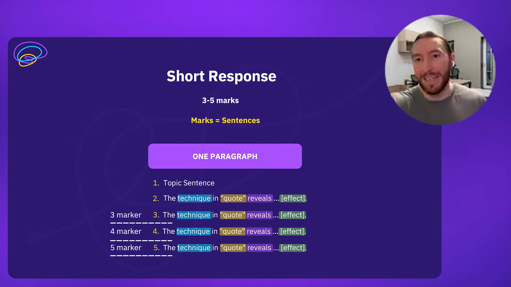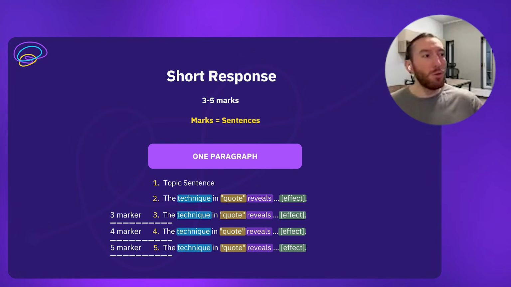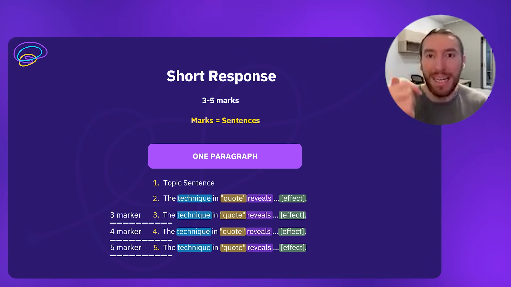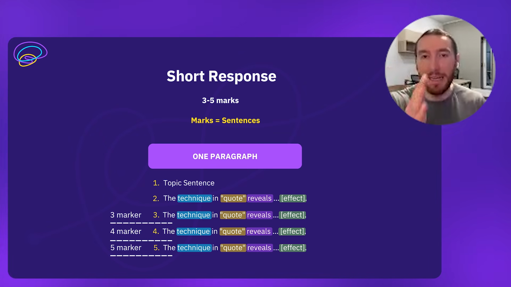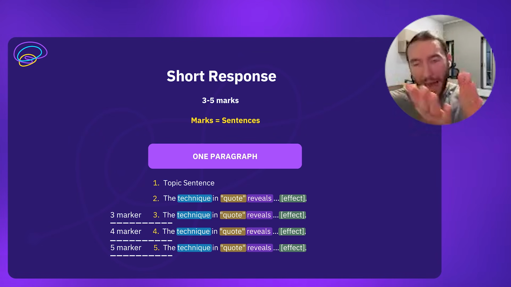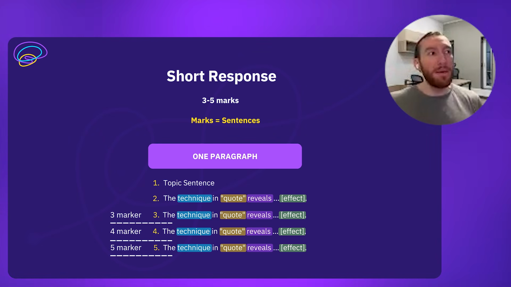All right, great. So they're the extended ones. What about just your typical 3-marker, 4-marker, 5-marker? Well, just follow this structure. Marks equal sentences. Marks equal the number of sentences. So you should all write that down. You want to feel very confident with how you need to structure your answers. So 3 marks equals 3 sentences. 4 marks equals 4 sentences. 5 marks equals 5 sentences on average, okay?